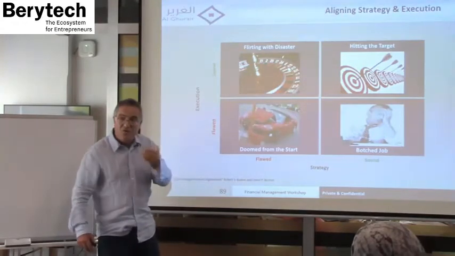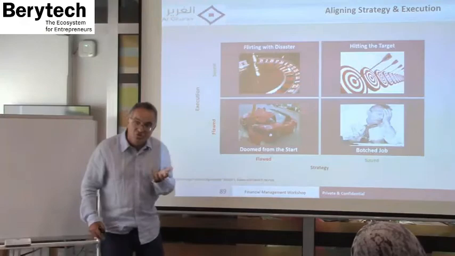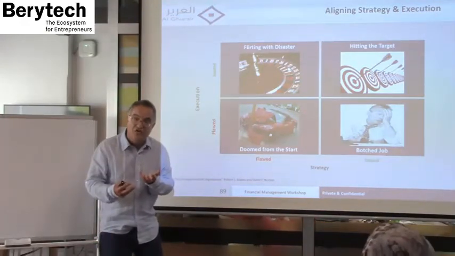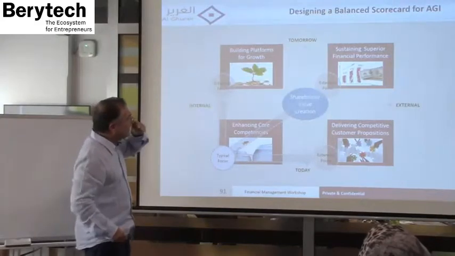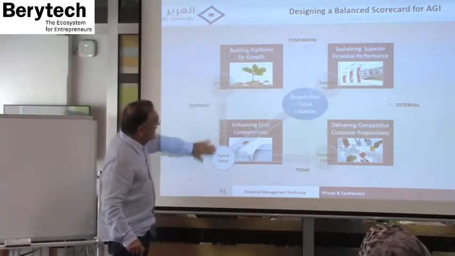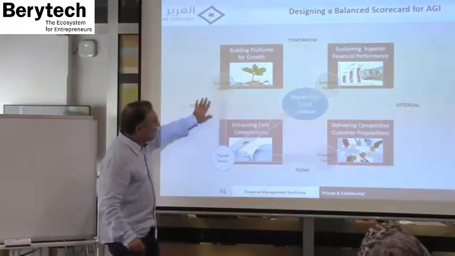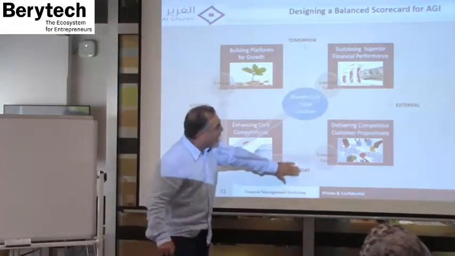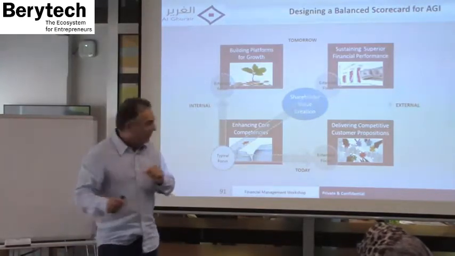The way the Balanced Scorecard works, it tracks how well you combine the execution and the quality of your strategy into one sheet of paper. On one side you have internal, on the other side you have external. Then you have today versus tomorrow, the time dimension. So you have to manage both dimensions.